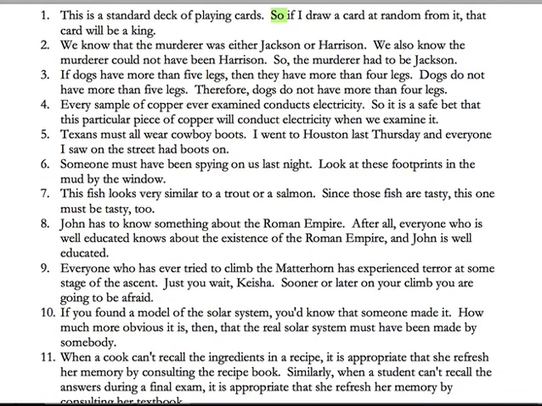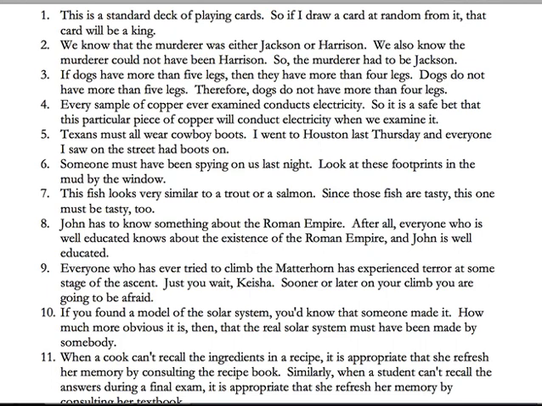Second, we know that the murderer was either Jackson or Harrison. We also know the murderer could not have been Harrison, so the murderer had to be Jackson. Once again, you have an indicator word, so, which alerts us to the conclusion coming up. Notice also that sentence 1 says that the murderer was Jackson or Harrison, and then sentence 2 eliminates Harrison from that either-or. So we have it's either Jackson or Harrison, it's not Harrison, so we're left with Jackson.